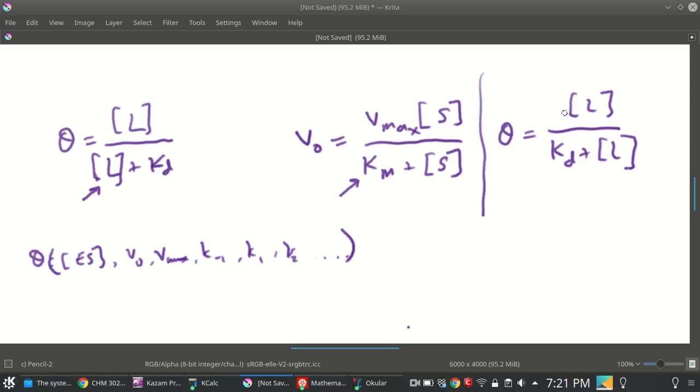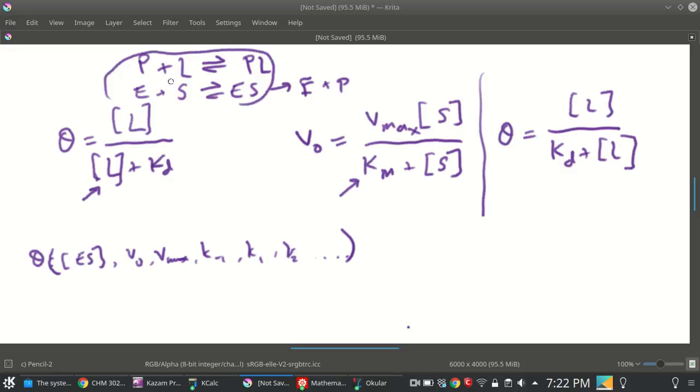I mean, does that make sense in biochemistry? And you're like, yeah, because with protein and ligand binding, you get protein ligand. And that is the same as enzyme plus substrate binding. You get enzyme substrate complex, and then you get enzyme and product, but that's kind of beside the point. The point is that this is the same. L and S are really the same thing. So all I'm missing is Vmax.